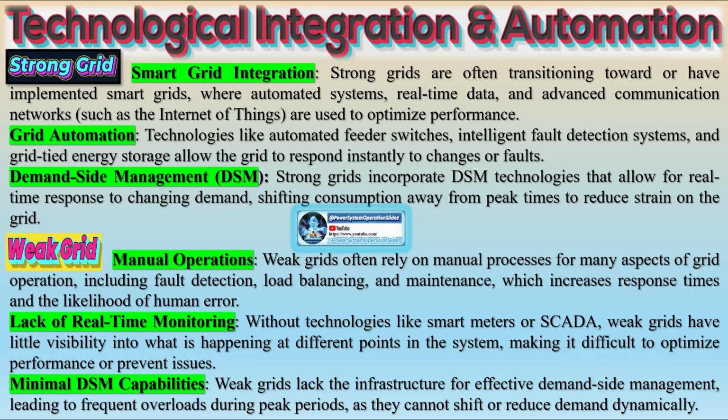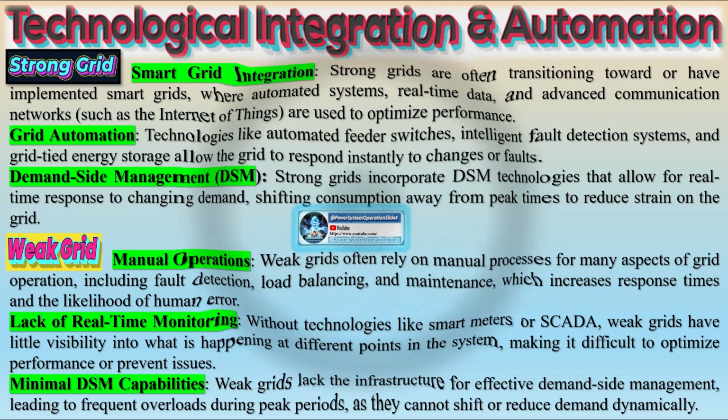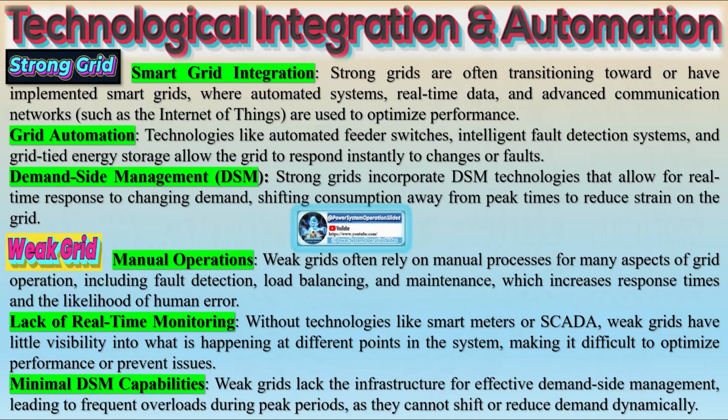Strong grids tend to have robust domestic energy production and, when necessary, trade energy with neighboring countries to secure supply in times of shortage. Weak grids often rely heavily on a single or few energy sources, such as coal or hydropower. A drought, fuel shortage, or technical failure can cause severe power shortages. Weak grids lack the flexibility to incorporate significant amounts of renewable energy, as they often don't have the technology or infrastructure to manage intermittent supply like wind and solar. Weak grids may rely heavily on energy imports, making them vulnerable to geopolitical tensions, price fluctuations, and supply interruptions.